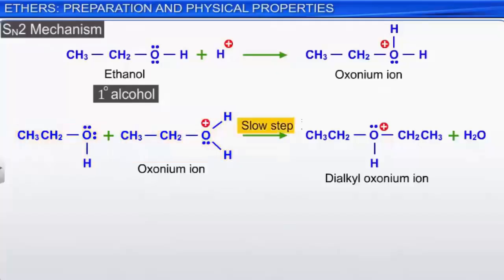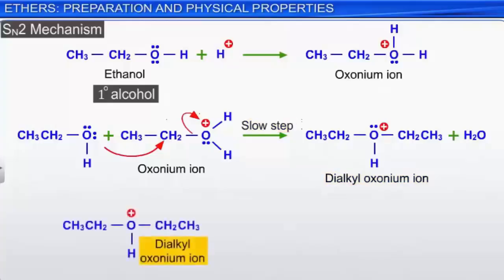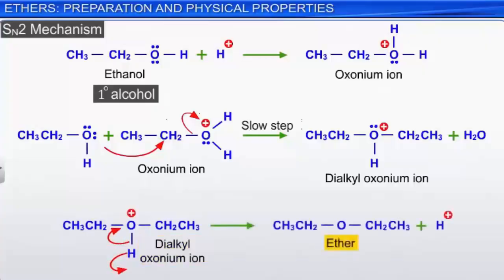In the first step, the ethanol forms an oxonium ion, or a protonated alcohol. In the second step, another alcohol molecule attacks the oxonium ion to form a dialkyl oxonium ion. This is the slow step of the mechanism. In the third step, the dialkyl oxonium ion loses a proton to form the ether. Notice that the hydrogen ion consumed in the first step is regenerated in this step.